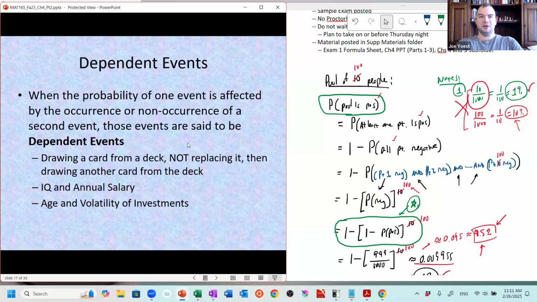Another example is something like IQ and annual salary. These kind of correlate reasonably well, except that typically folks with really high IQs don't have all that great annual salaries. So you might say, oh, well, these aren't really dependent events because, if I know somebody's IQ, I can't definitively determine their annual salary. But that's not really what dependence is looking at. It's saying if I know something about their IQ, can I make a different estimate of their annual salary? And we probably could, right?